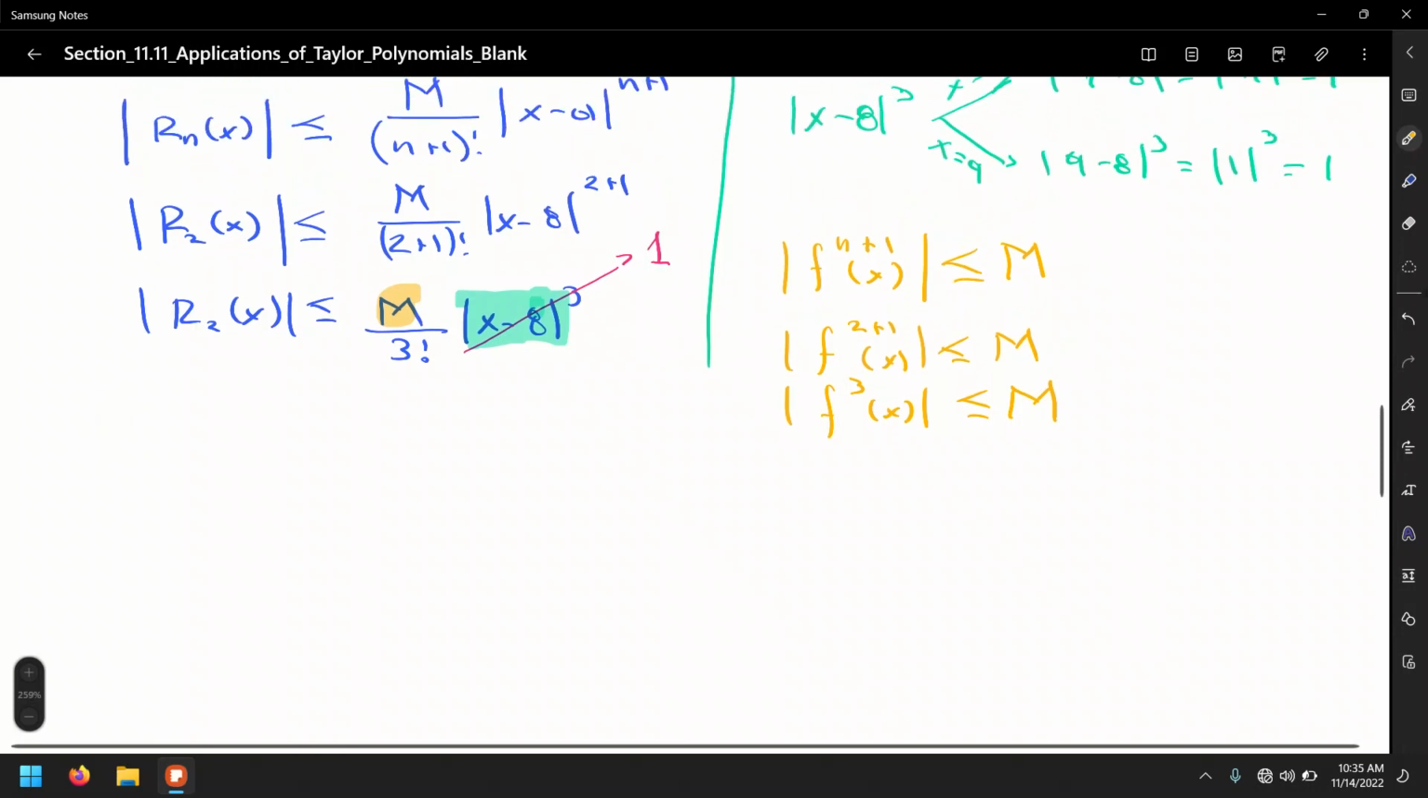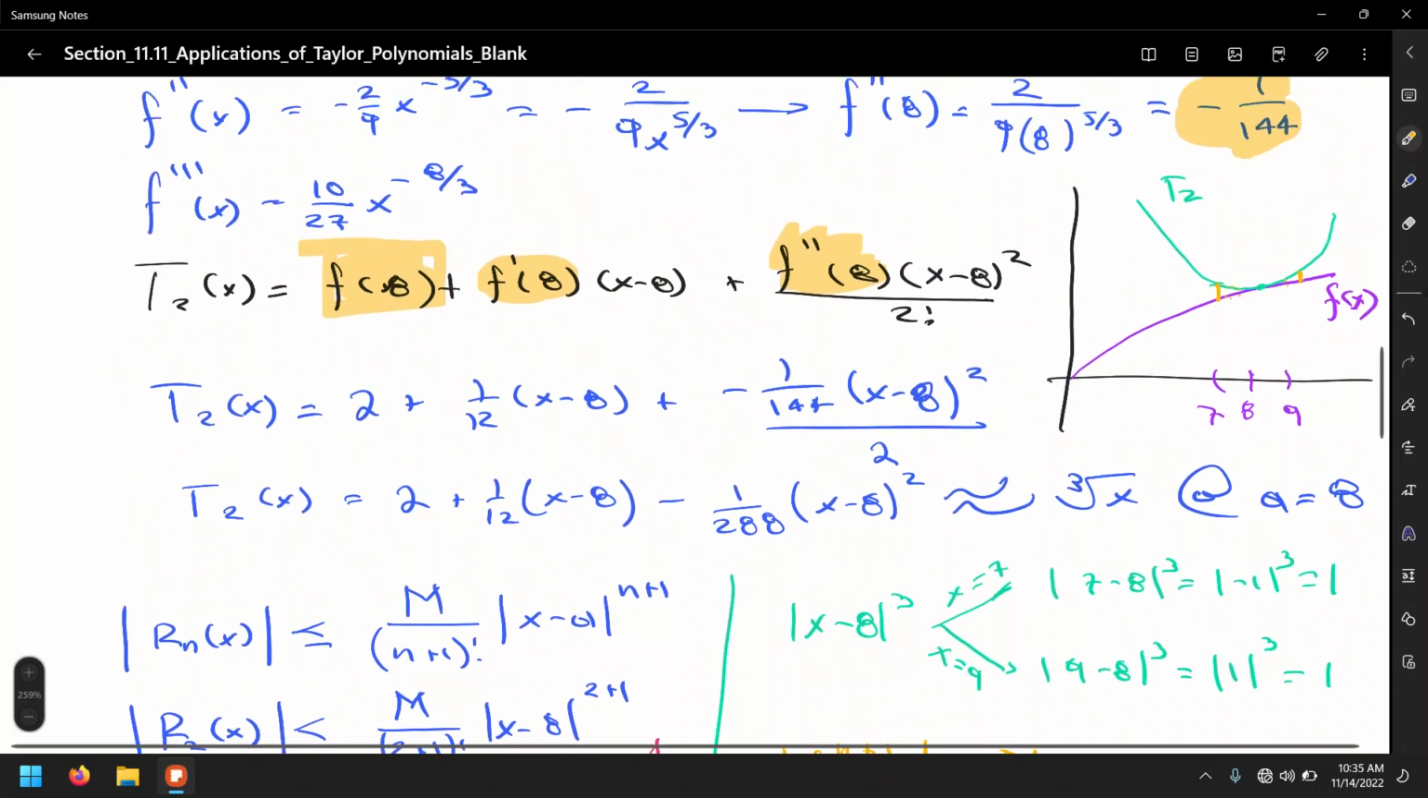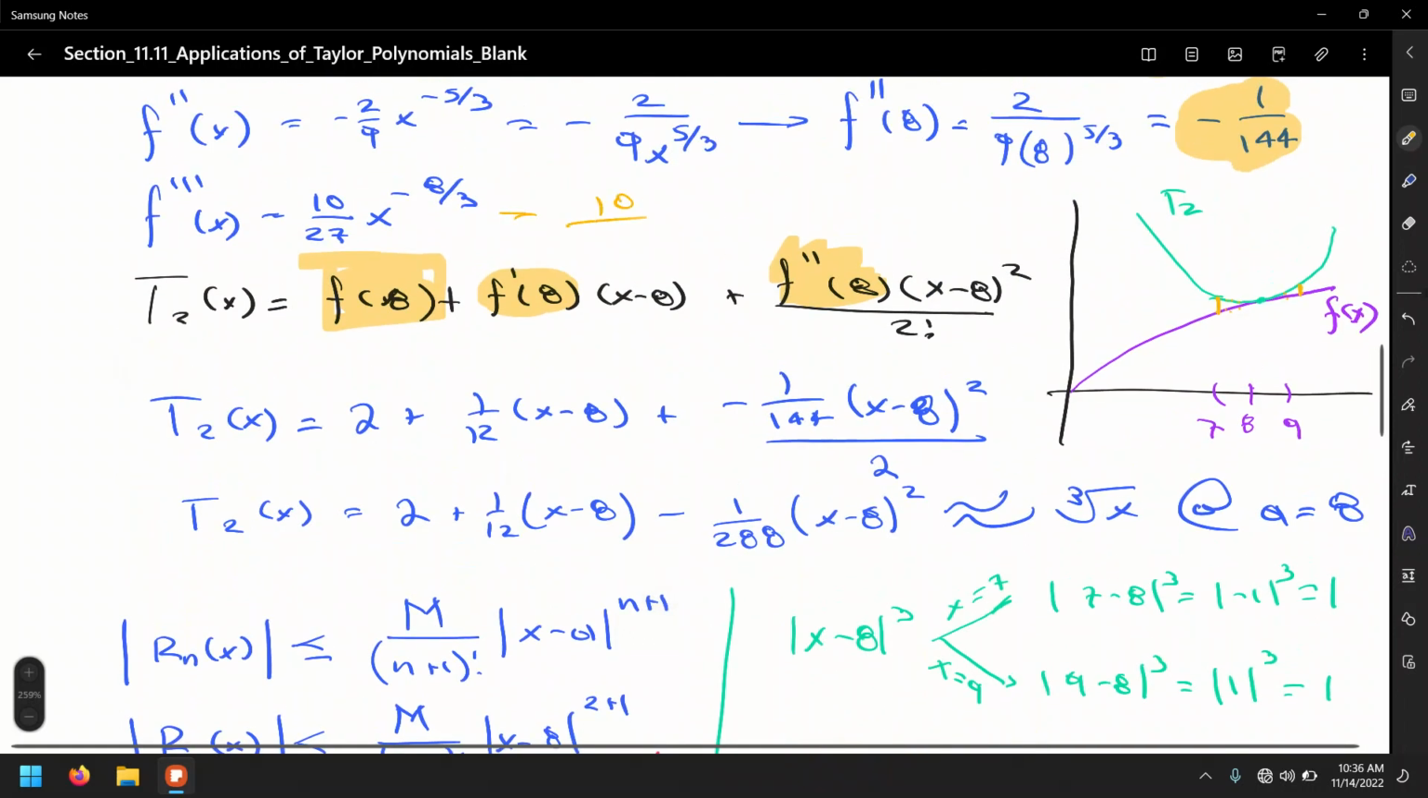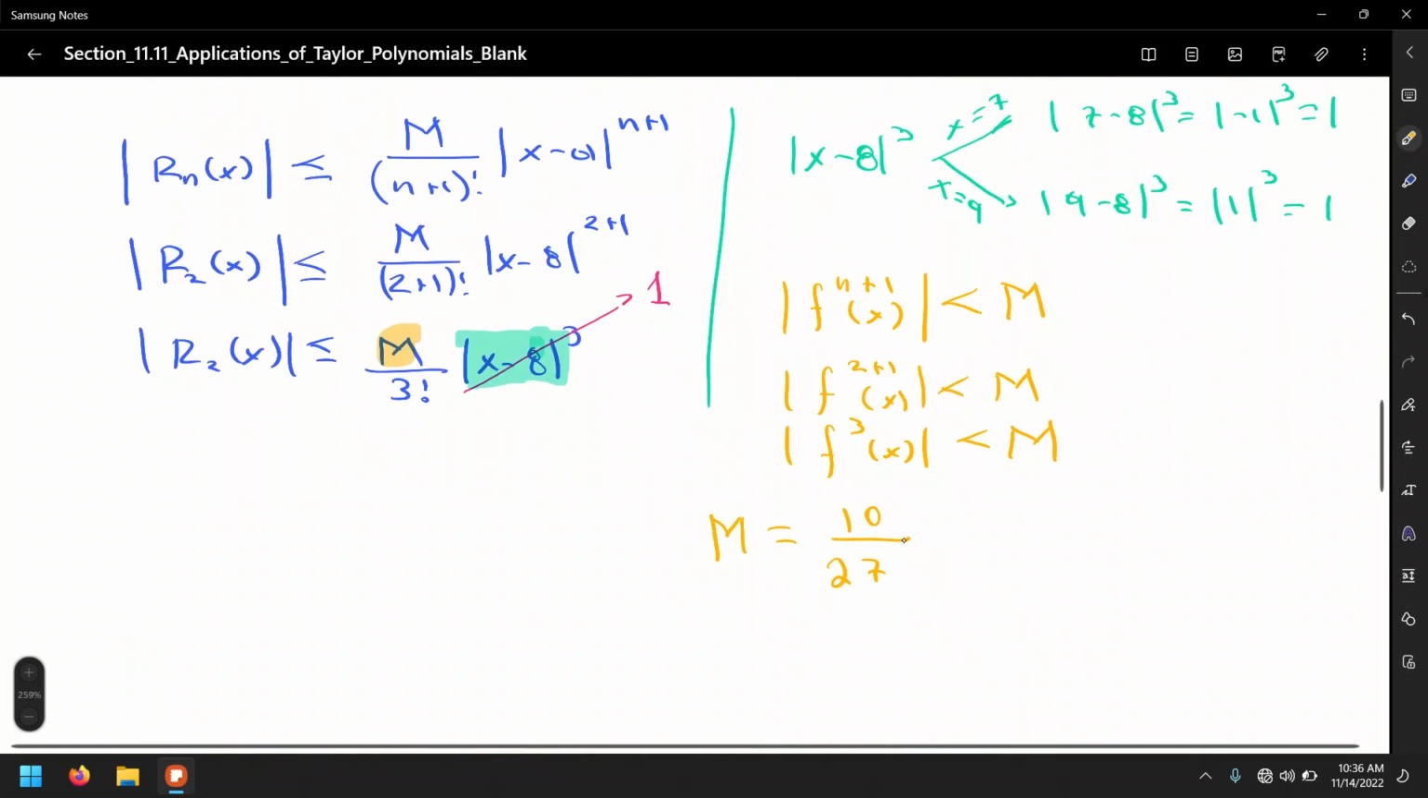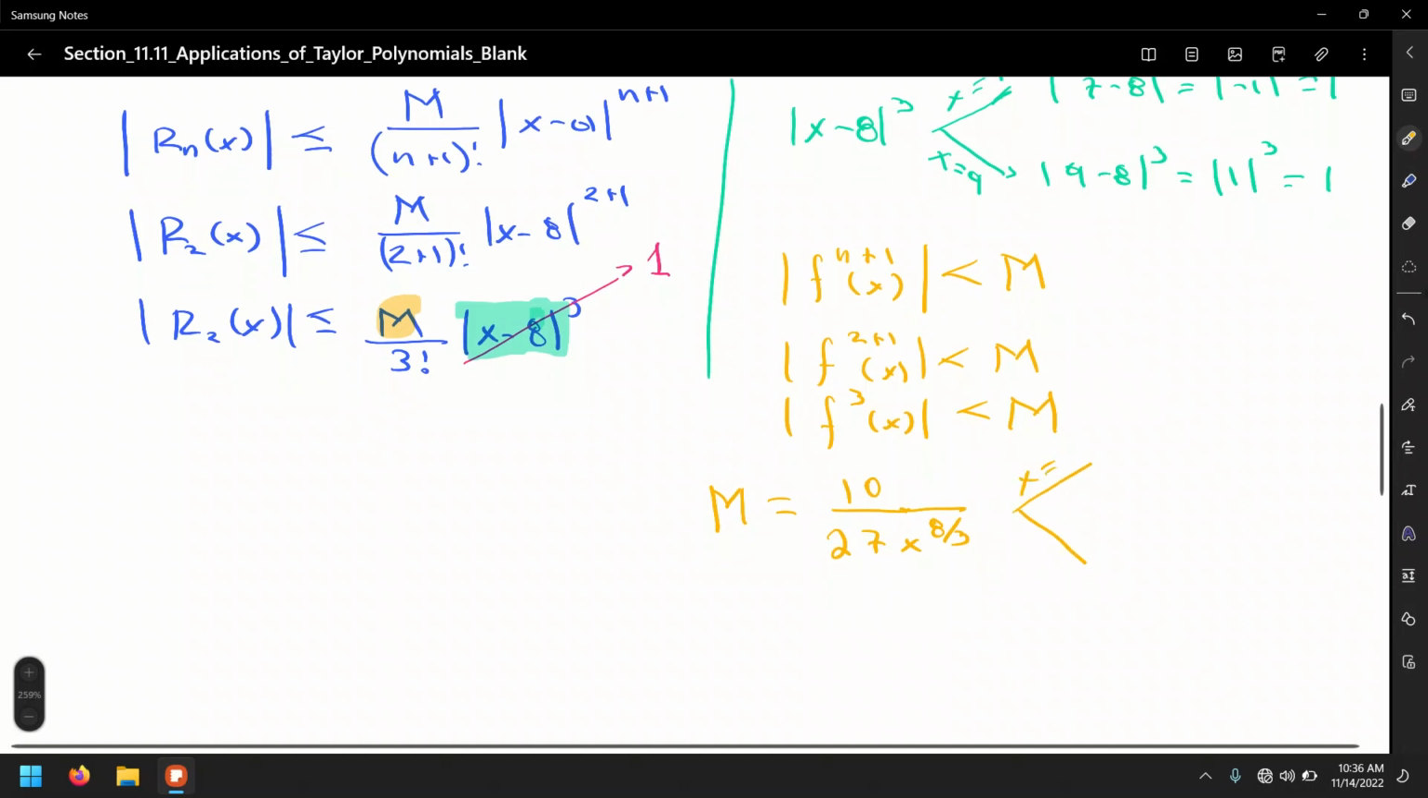And okay, so let's find the value of M. Well, it's actually just less than, I think. So M is going to be the third derivative, which in this case is 10 over 27. And I'm getting this from that third derivative I found over here. That's 10 over 27 x to the 8 thirds. All right. So 10 over 27 x to the 8 thirds. Now from here we have two possibilities. Evaluated at x equals 7 and evaluated at x equals 9.